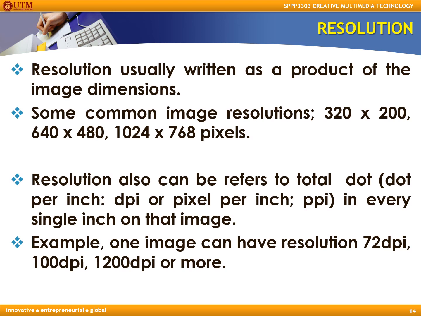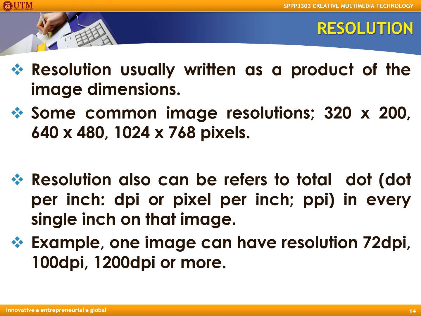The resolution is usually written as a product of the image dimensions, the width and the height of the image. For example, we have some images of 320 multiplied by 200, and a very good quality of 1024 by 768, and so on.